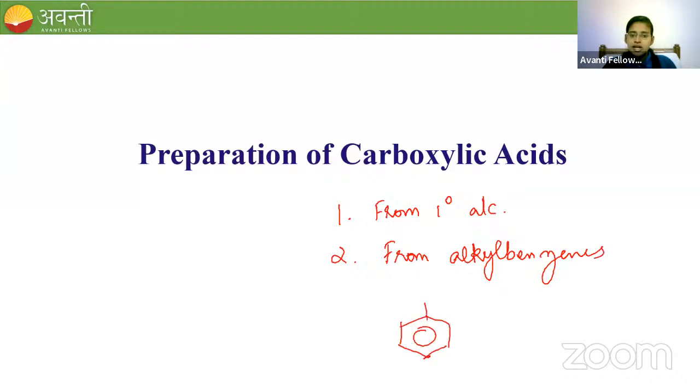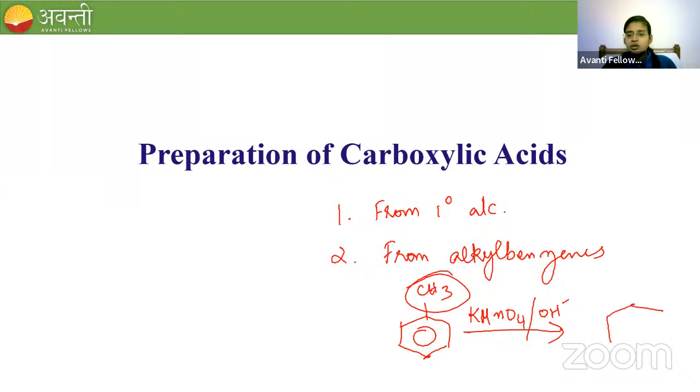For example, if I take methyl benzene and treat this with KMnO4, it is also called oxidation, KMnO4 in presence of OH minus. This CH3 group will be converted to a COOH group. So the alkyl benzenes are oxidized to give the corresponding aromatic carboxylic acids. These are the 2 preparations which we have seen so far.